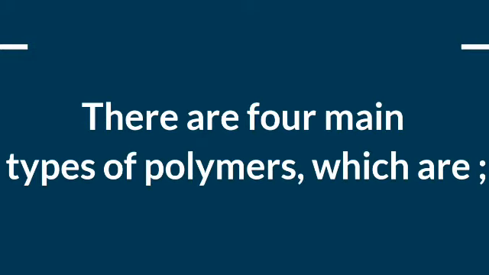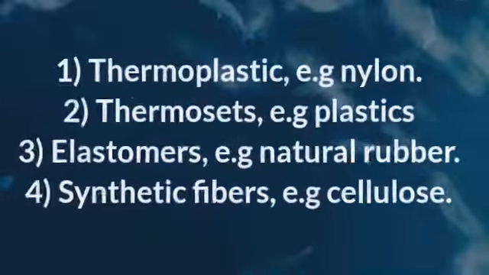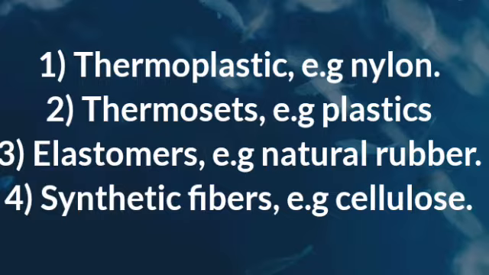Next, there are 4 main types of polymers, which are: 1. Thermoplastic, example, nylon. 2. Thermosets, example, plastics. 3. Elastomers, example, natural rubber. 4. Synthetic fibers, example, cellulose gotten from plants.